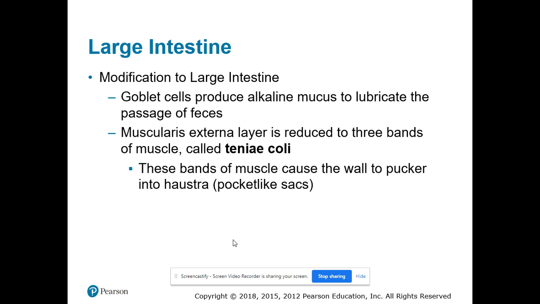So there are a couple modifications to the large intestine. In the large intestine, you're going to find a lot of goblet cells, and these are going to be producing mucus that helps lubricate the passage of feces. You want to keep that moving throughout your body so you don't get backed up. The other thing is your muscularis externa layer is actually reduced into just 3 bands of muscles called taeniae coli. And these bands cause the large intestine to form something called haustra, or pocket-like sacs. And this gives the large intestine the look that we see it having.